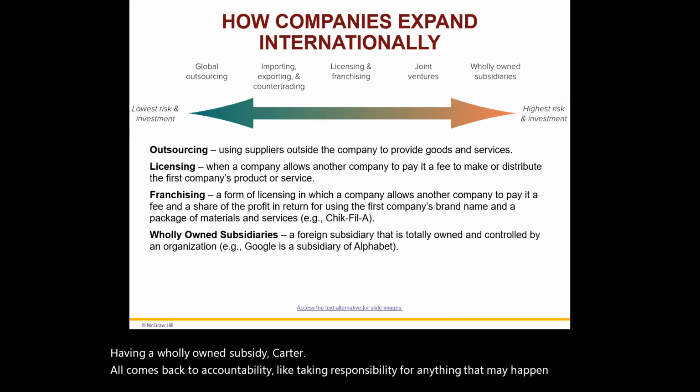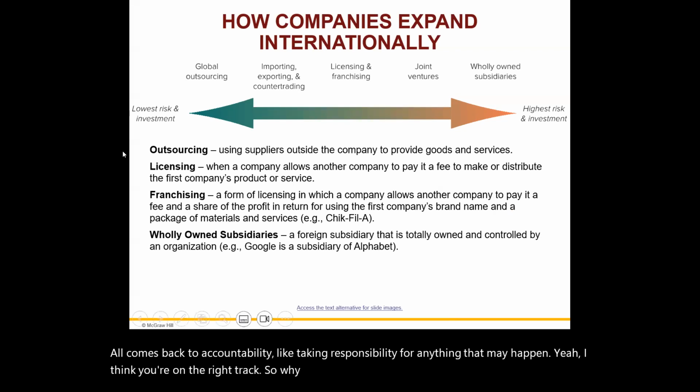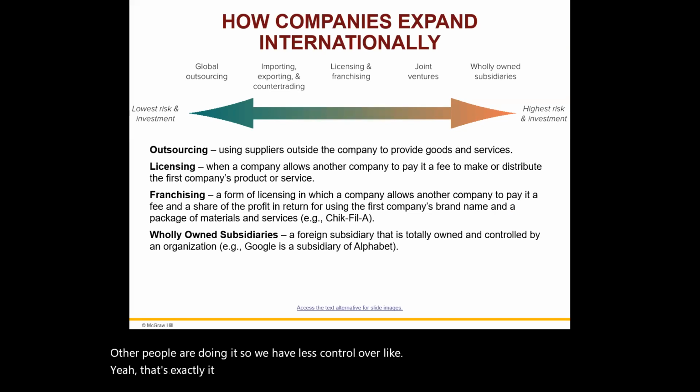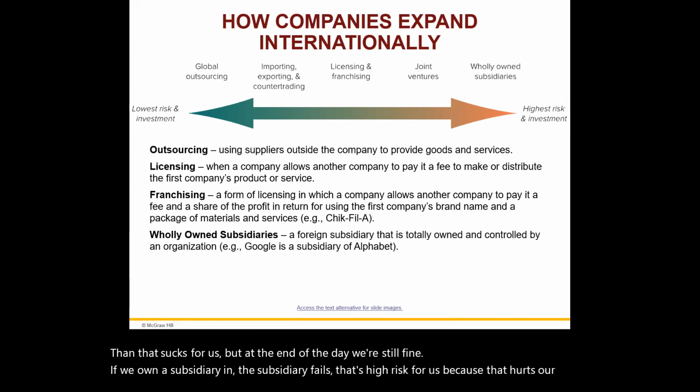Yeah, I think you're on the right track. So why is there less accountability with outsourcing? Yeah, that's exactly it. So if we're giving this job to somebody else, if that person fails, then that sucks for us, but at the end of the day, we're still fine. If we own a subsidiary and the subsidiary fails, that's high risk for us because that hurts our bottom line directly.